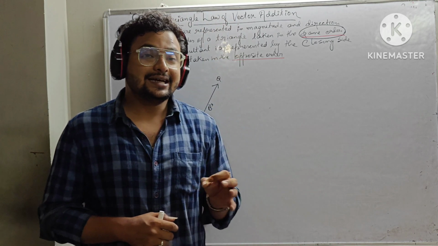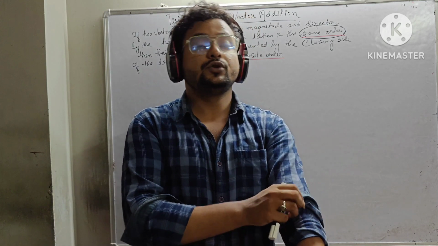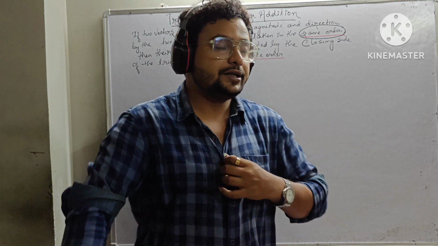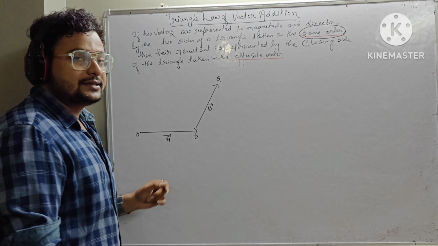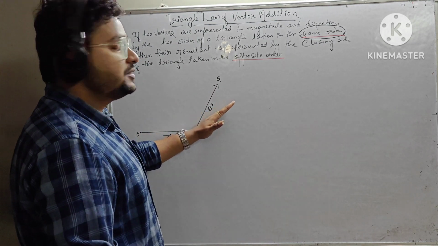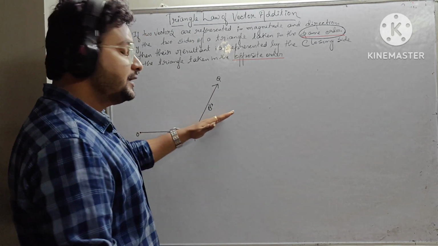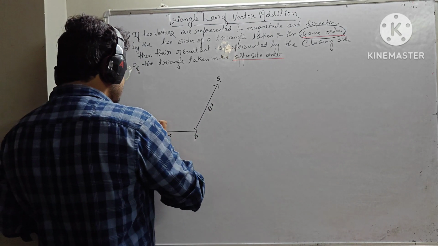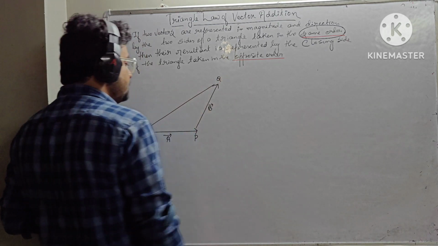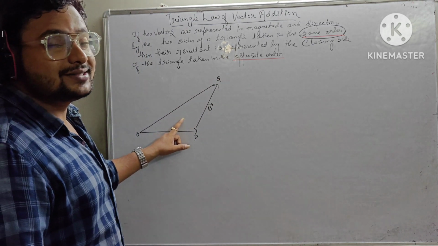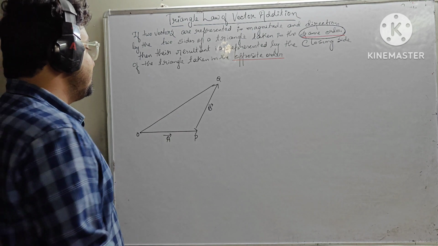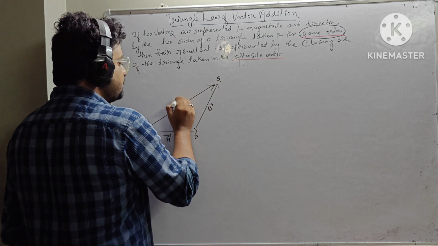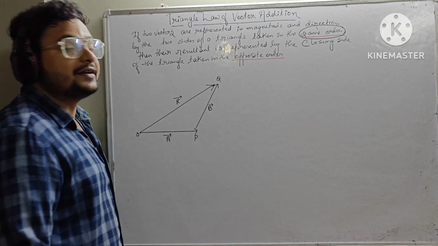Now what will be the resultant? If you add two vectors, what is the result that we are going to get? So the triangle rule states that if two vectors are represented by the two sides of a triangle, taken in the same order, then the resultant will be the closing side of the triangle, but taken in the opposite order. Opposite order means in this way. Suppose this is R vector.